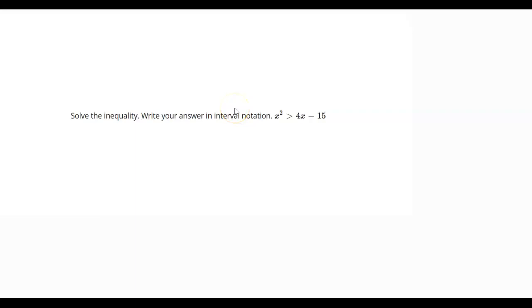Okay, we need to solve this inequality. Write our answer in interval notation. So I'm going to write it down here first.